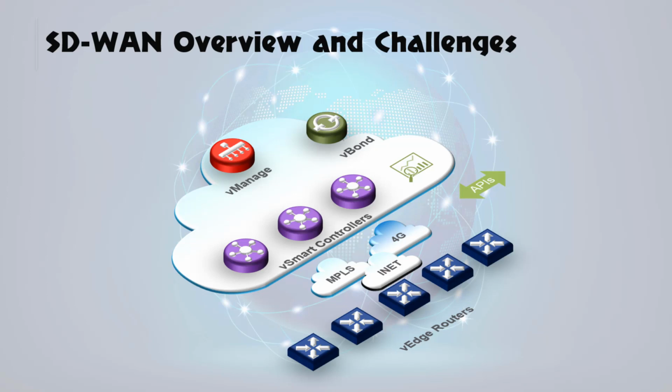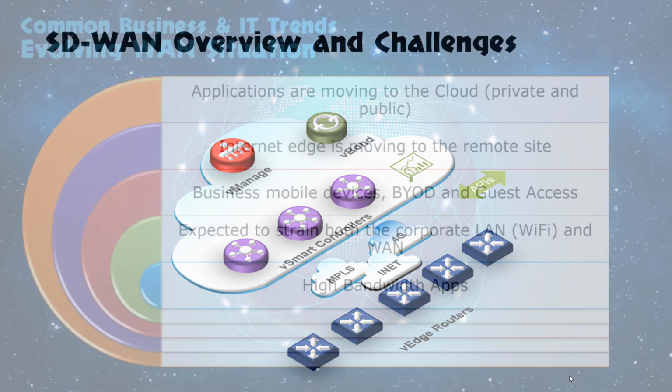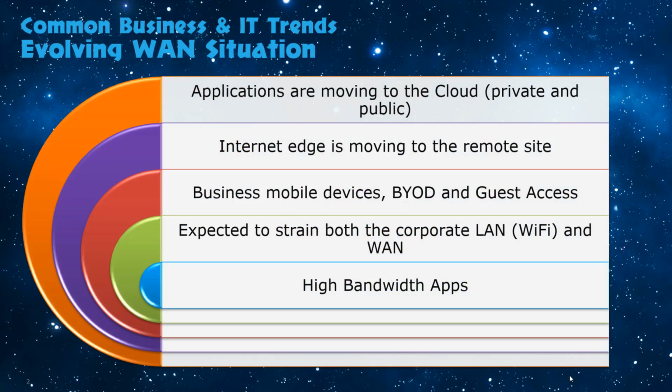In the SD-WAN overview and challenges sections, we really want to start to understand some of the different components and particularly what is the need, what is the drive for SD-WAN. Now we think about traditional networking. It was deployed when we had a very clearly defined security perimeter. Most applications out there were low bandwidth.